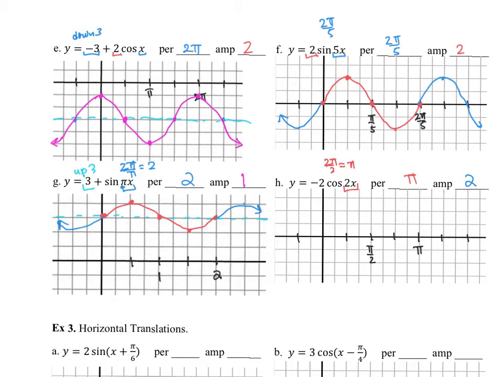Okay, the cosine of 0 is 1, but the amplitude's 2 and it's negative, so I'm going to start at negative 2. I go back to 0, hit the positive 2, 0, down to negative 2, and then it will continue from there in the same pattern. And once I see the pattern, I can just sketch the graph. I'm going to curve it.